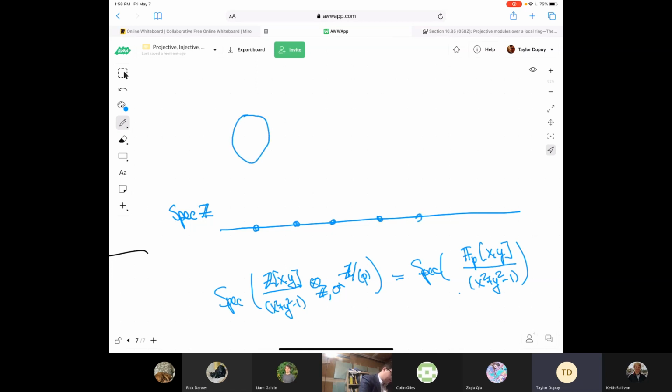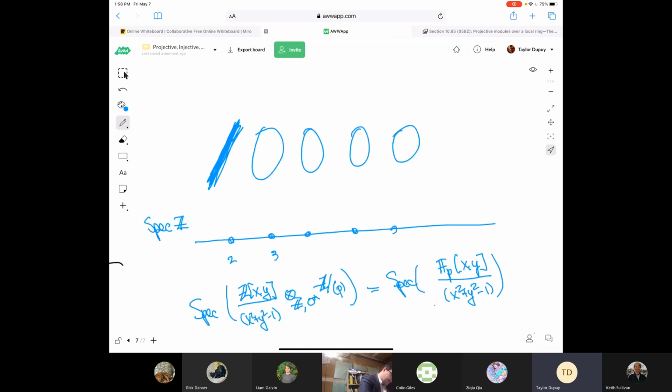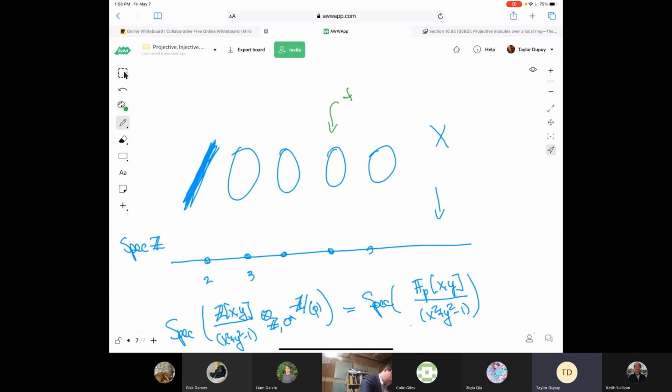this is the circle. So this is 2, 3. This one actually turns out to be a double. Let me draw this one kind of funny. So there's this one, and then there's a bunch of circles here. Here's x and here's spec z, and each fiber above each of the points is the reduction of x mod p.